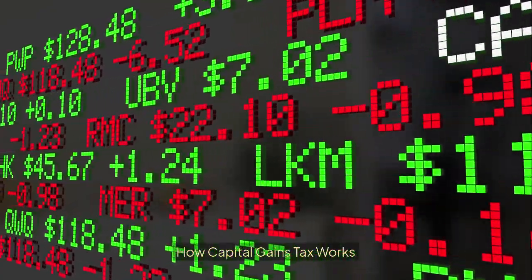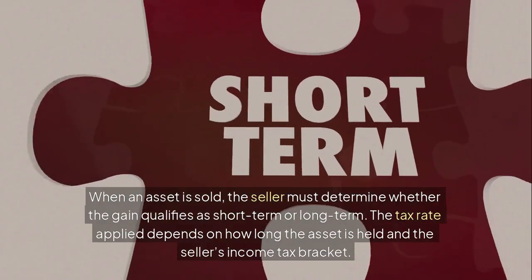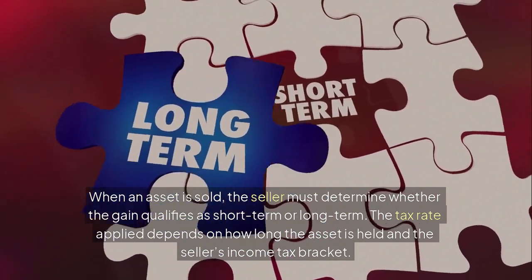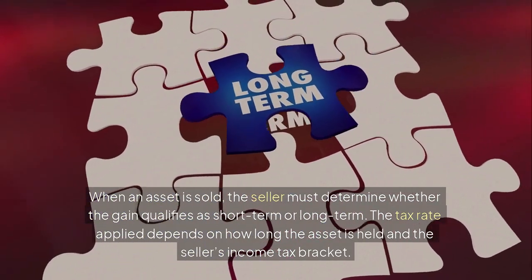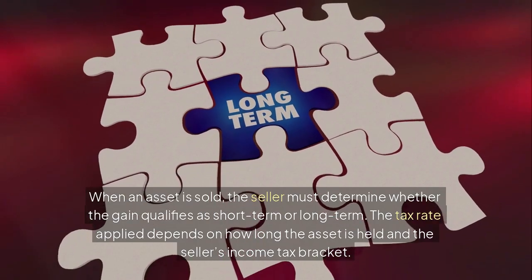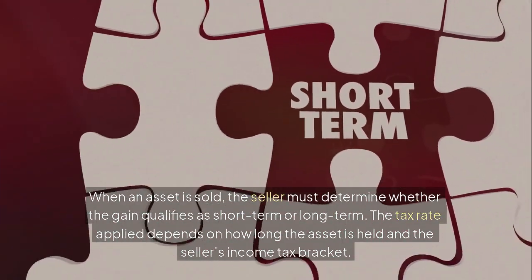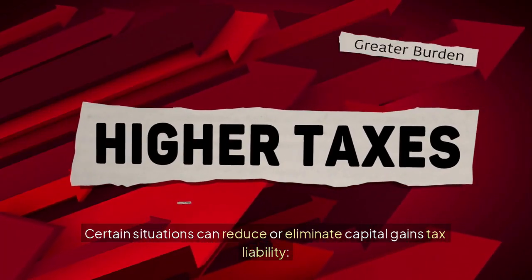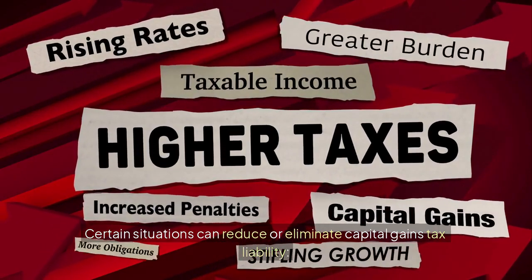How capital gains tax works. When an asset is sold, the seller must determine whether the gain qualifies as short-term or long-term. The tax rate applied depends on how long the asset is held and the seller's income tax bracket. Exemptions and reductions. Certain situations can reduce or eliminate capital gains tax liability.